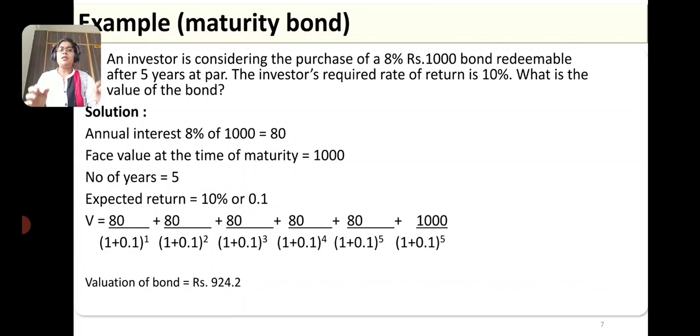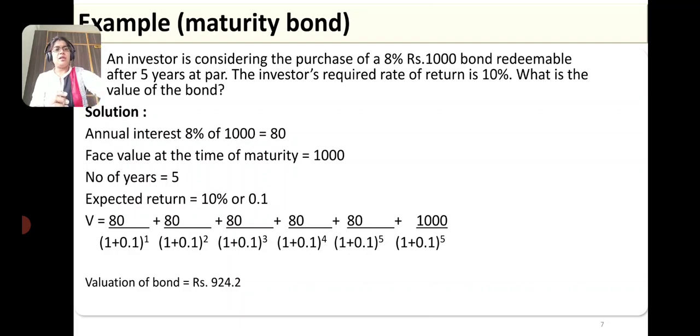That too at the end of the 5th year, meaning divided by (1 plus 0.1) to the power of 5. Now if I simplify and sum it up, I get the present value of the bond as 924.2. That means if you are a seller and want to sell the bond, you should sell it for at least 924.2. If you get any amount more than this, you would have a gain on the value of the bond.